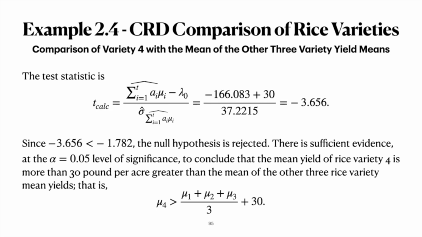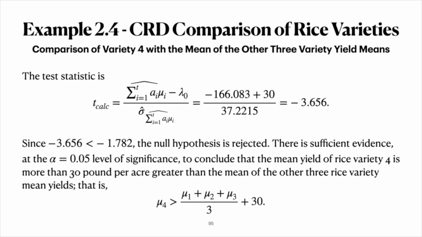All right, so negative 30 or plus 30, and then we divide that by the estimated standard error of negative 166.083, and again, that estimated standard error, well, we found to be 37.2215. And so when we take that ratio, the test statistic t-calc is found to be negative 3.656. Now, since that value, negative 3.656, is less than negative 1.782, the rejection criteria has been satisfied, and so we would reject the null hypothesis.